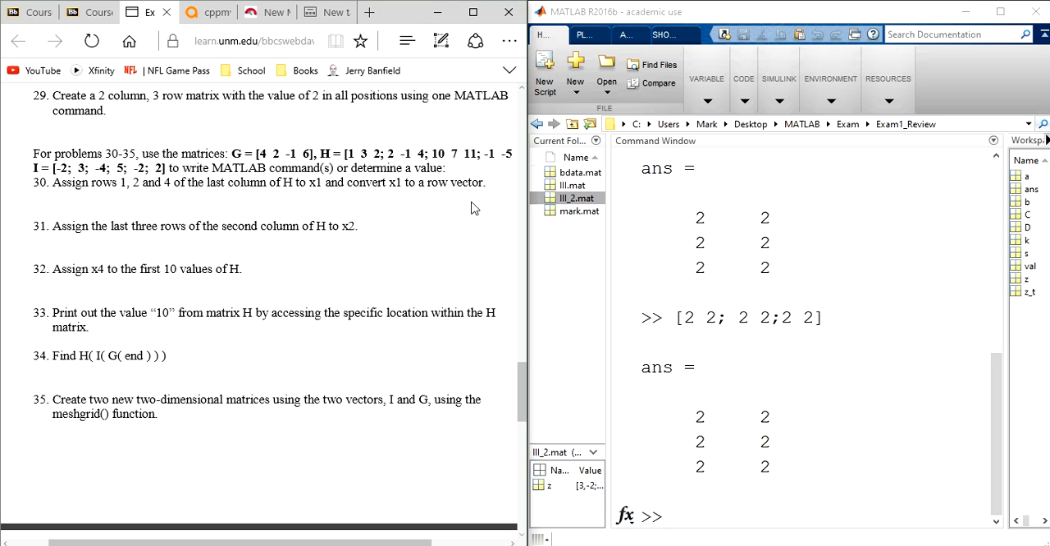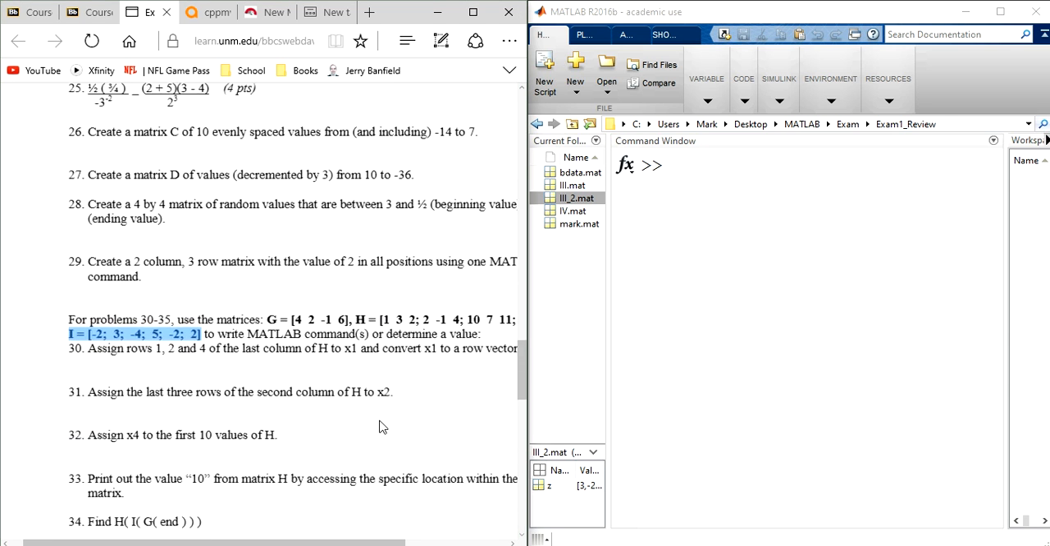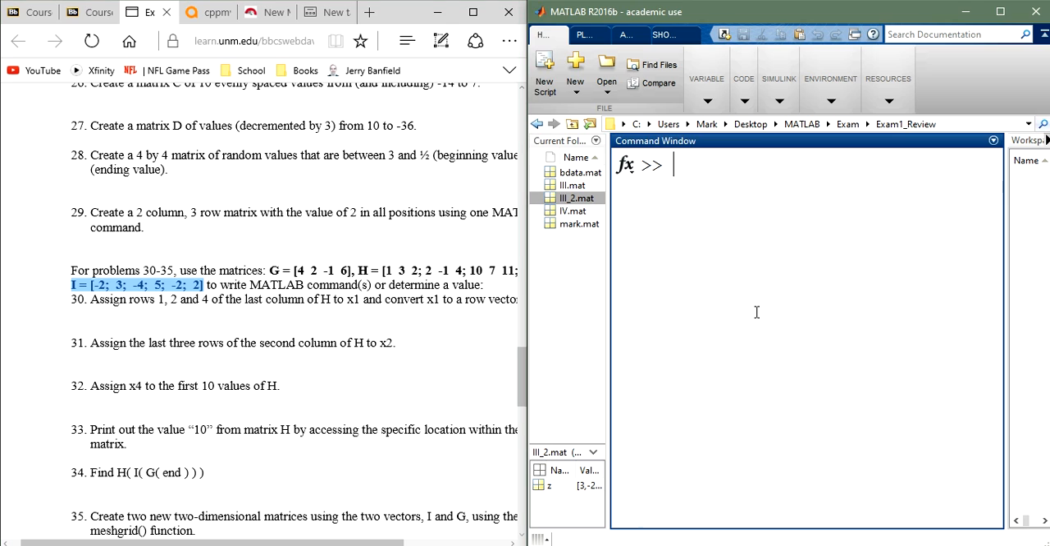Next, I am going to write down G, H, and I onto a separate sheet of paper so I could see what the matrix is, and then I'll put it into the computer and I'll come back. Hold on. Okie dokie. So, load IV. And now I have G, H, and I set up.